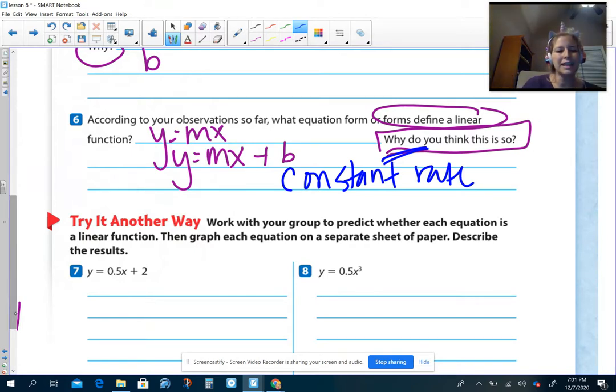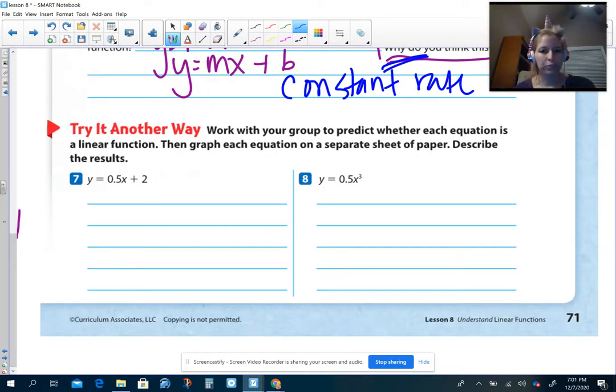So our last thing, it says try another way. Work with your group, which y'all are at home. So talk out loud, talk with your dog, talk with your mom or dad or uncle. But try to predict which one's going to be linear, okay? And on your graph paper, I want you to graph them. So you might have to pause my video for a few minutes just to try to graph them. I know you can do it, okay?